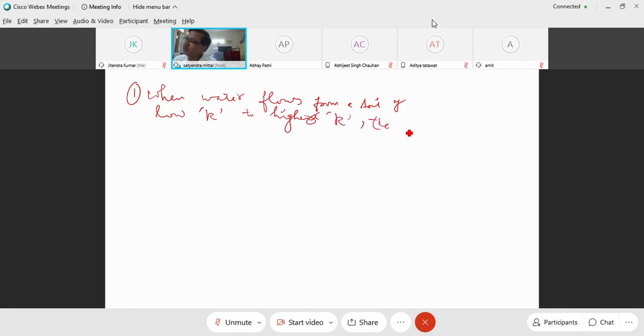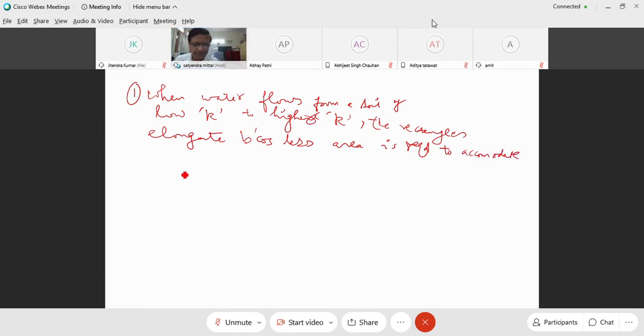the rectangles elongate because less area is required to accommodate the same quantity of water, and lower gradients are needed.